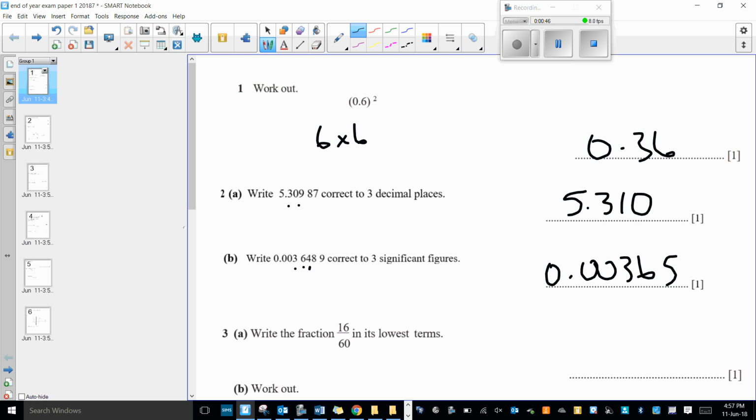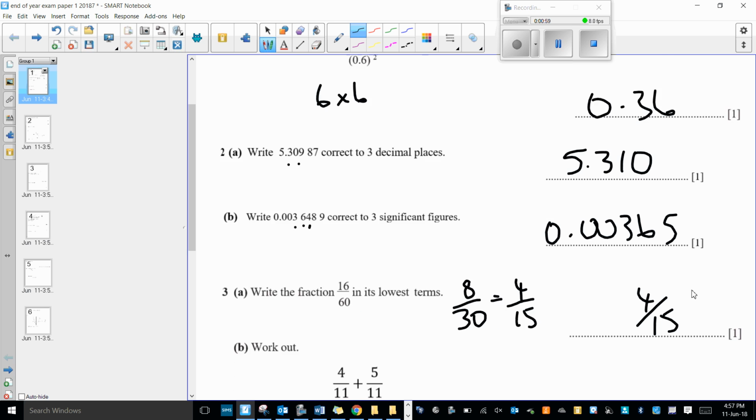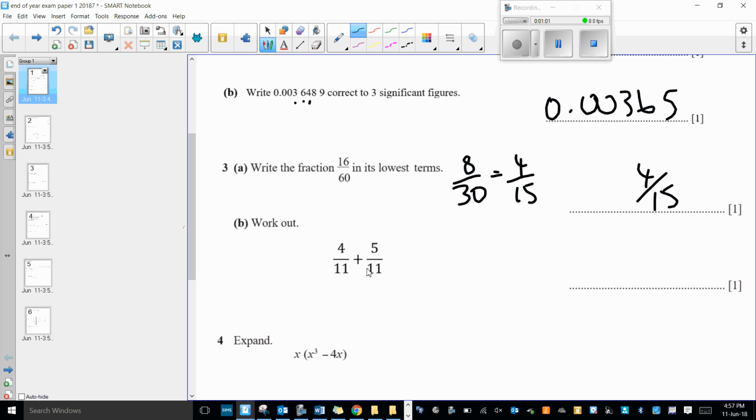16 over 60 in its lowest terms. If you can see they're both even, so it becomes 8 over 30. They're even again, so it's 4 over 15, nothing goes into both of those, so that's our final answer. 4 elevenths plus 5 elevenths is 9 elevenths. Don't add the denominators, you just add the numerators.